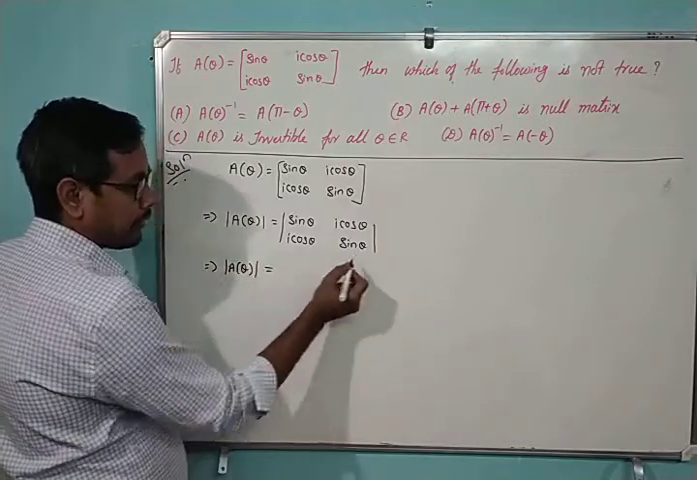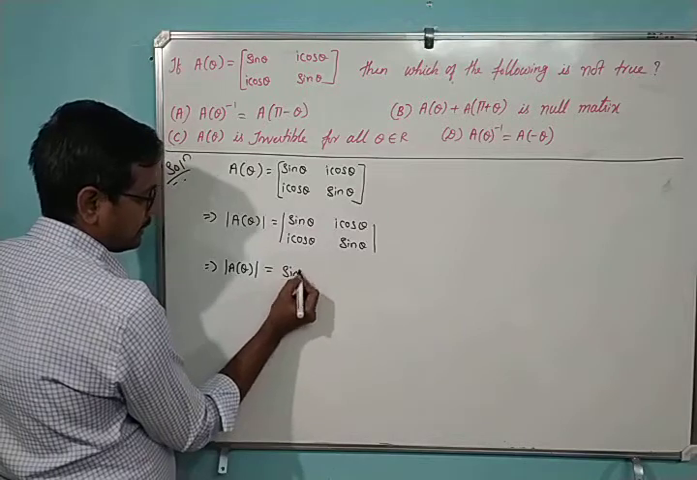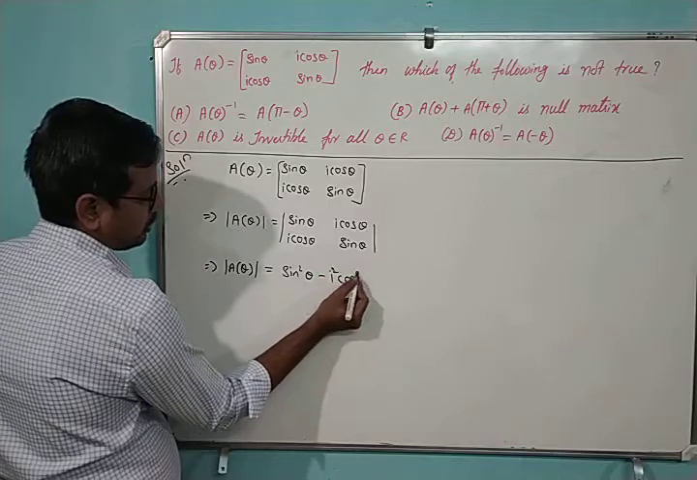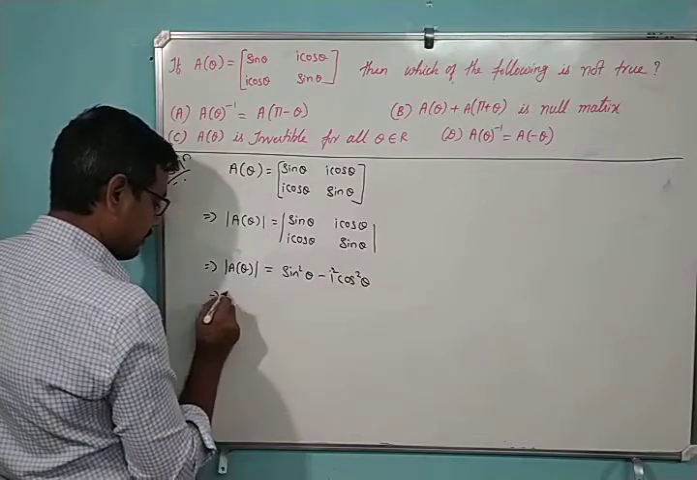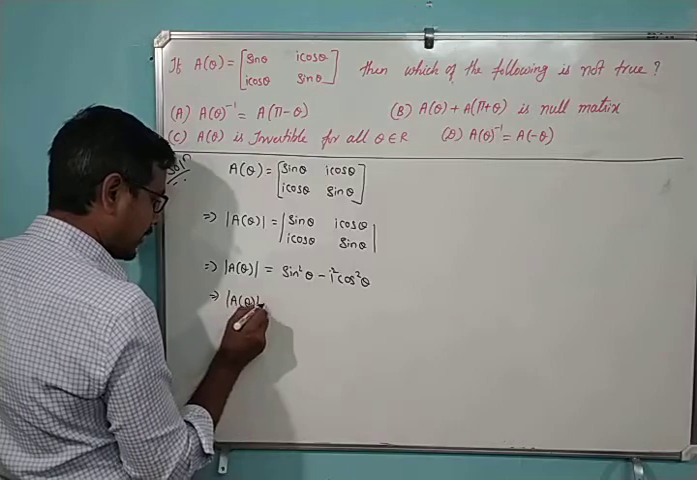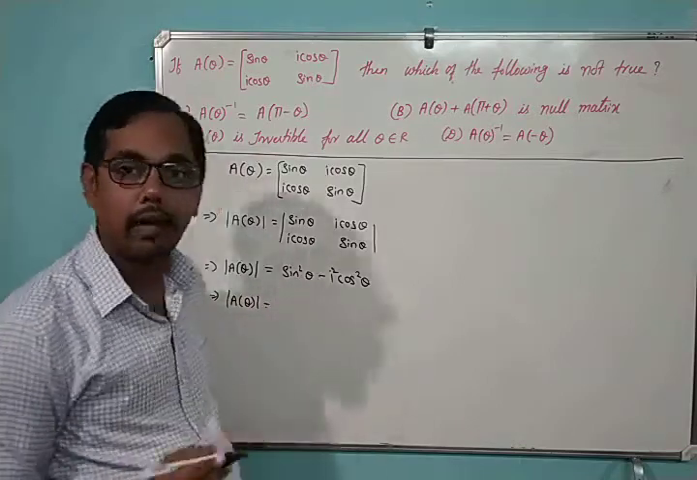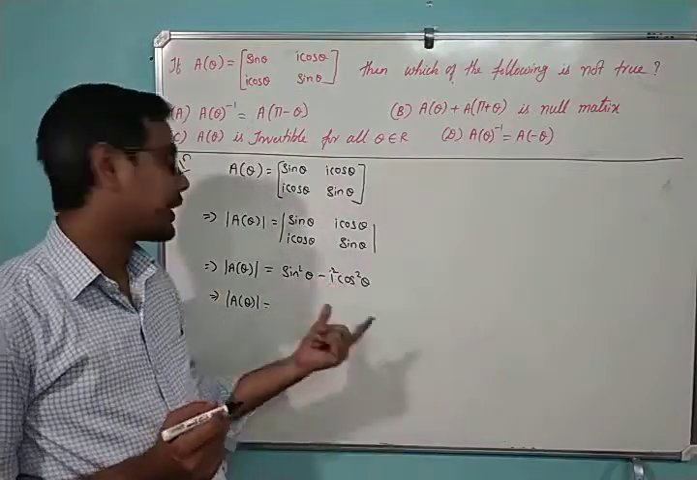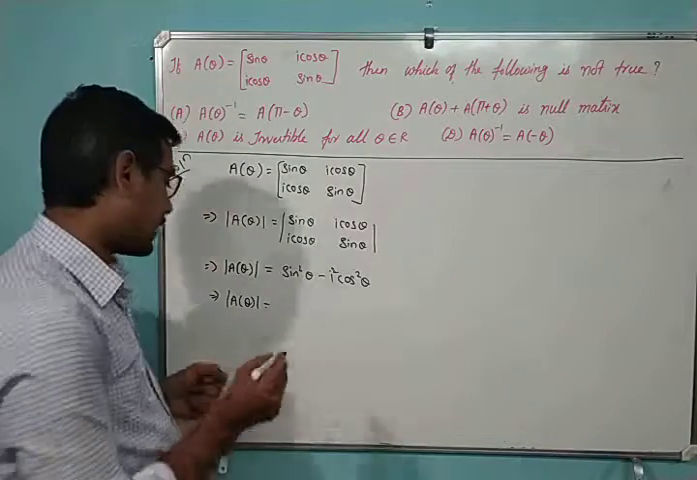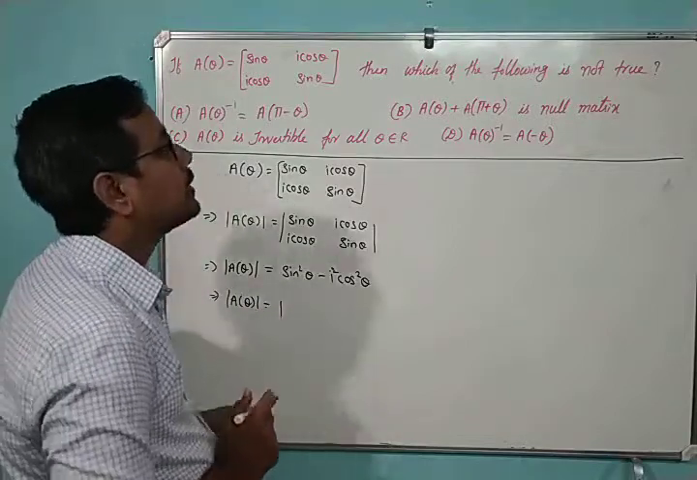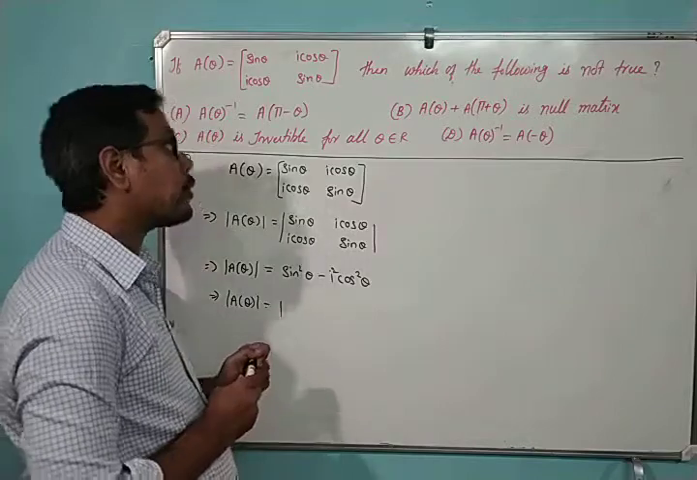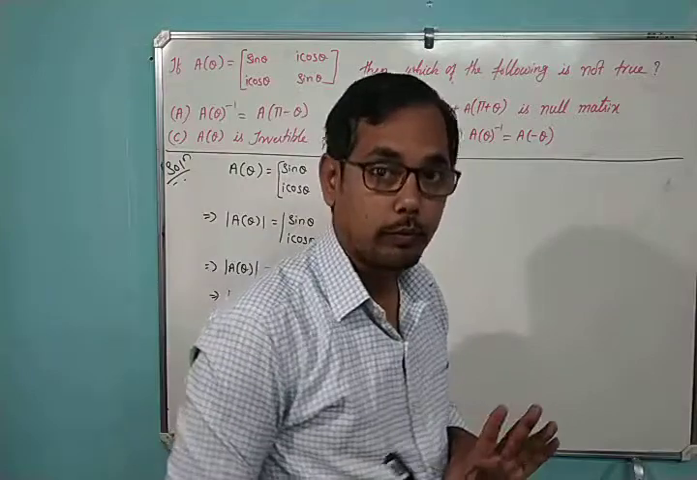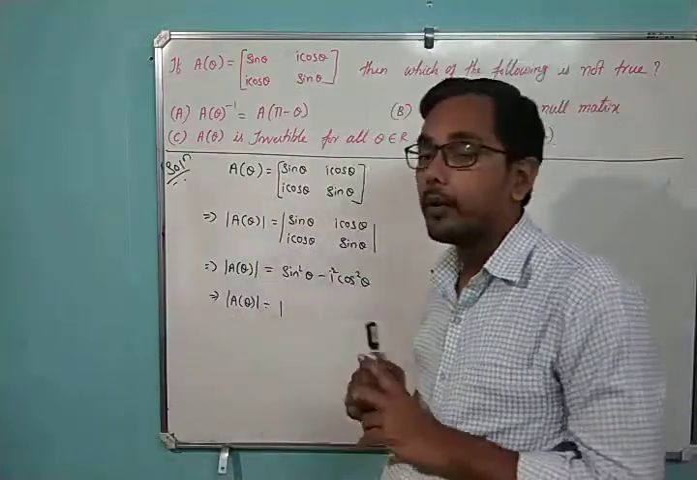So I can calculate the determinant of A of theta. This is sin square theta minus i square cos square theta. What is i square? The value of i square is minus 1. So here sin square minus of minus 1 into cos square theta. That becomes sin square theta plus cos square theta, that is nothing but 1. Right? So we got the determinant value of A of theta, that is this particular function, as 1. So it is not 0. Make it clear, it is not 0. We got the value as 1.